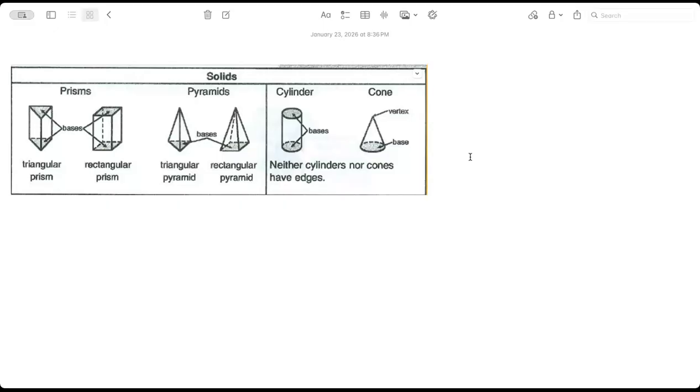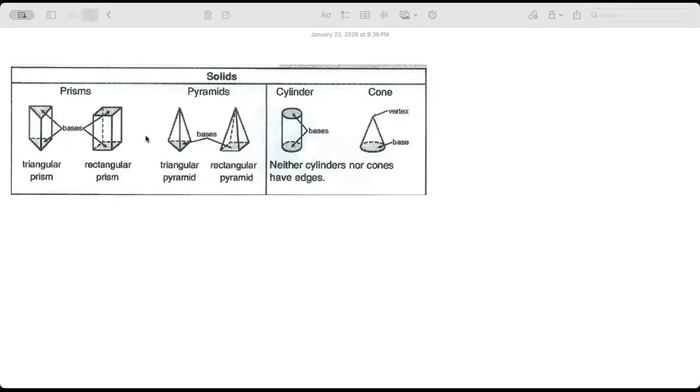Okay, now you have cylinders, cones. Do you know what are edges, bases, and vertex? Everybody knows, guys. When you look at the cylinders and cones, they don't have edges. They have a base and a vertex. Edges are the lines connecting the vertices.